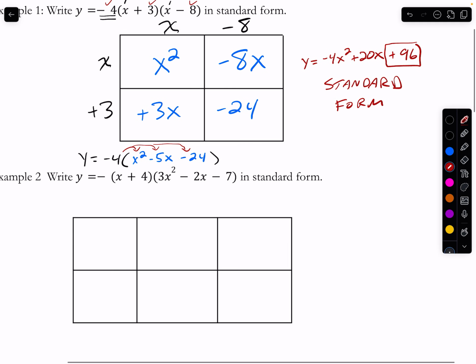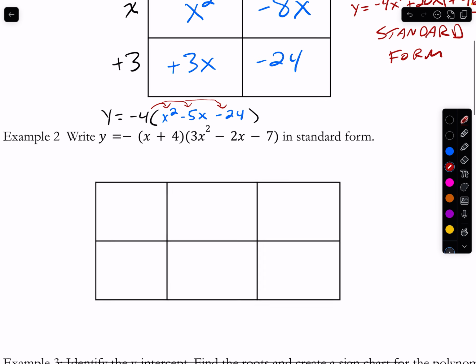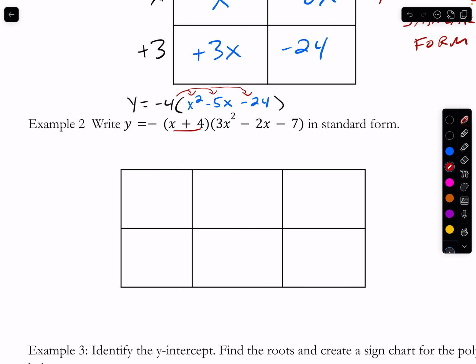Next one, we have somewhat of a factored form here, but we have a binomial and then a trinomial. So what I'm going to do here is make sure that this a value, since we have an a value of -1, y equals negative whatever I'm going to get as my answer, I'm just going to change all the signs at the end. Now you run this the same way. I've got x plus 4, and then on the top I've got 3x squared minus 2x minus 7.